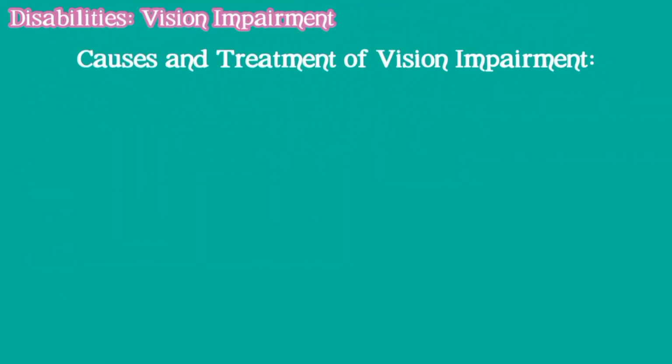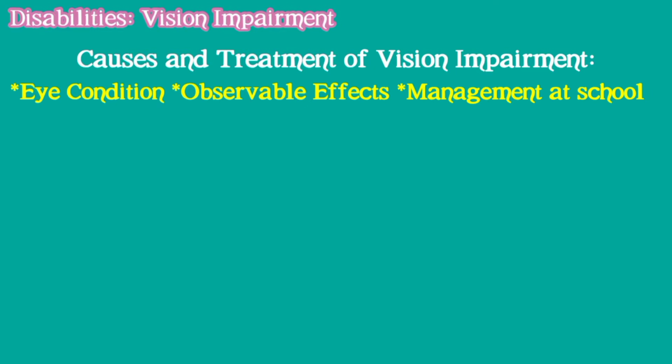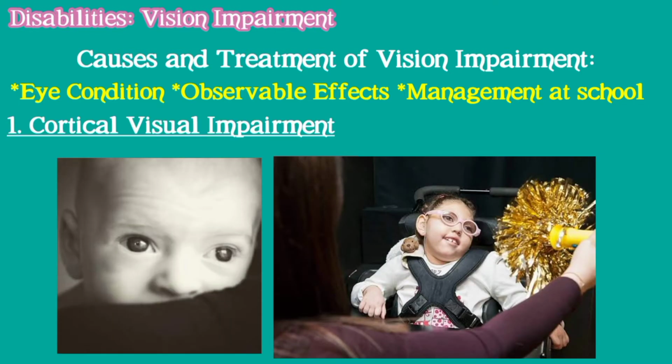So what are the causes and treatments of visual impairment? We have the eye conditions, which are the problems of the eyes, then the observable effects and the management at schools. First, we have cortical visual impairment. The eyes appear normal, but there is damage to the nervous system that the brain uses to process visual information. CVI is caused by brain damage. So this is one of the problems of the eyes.